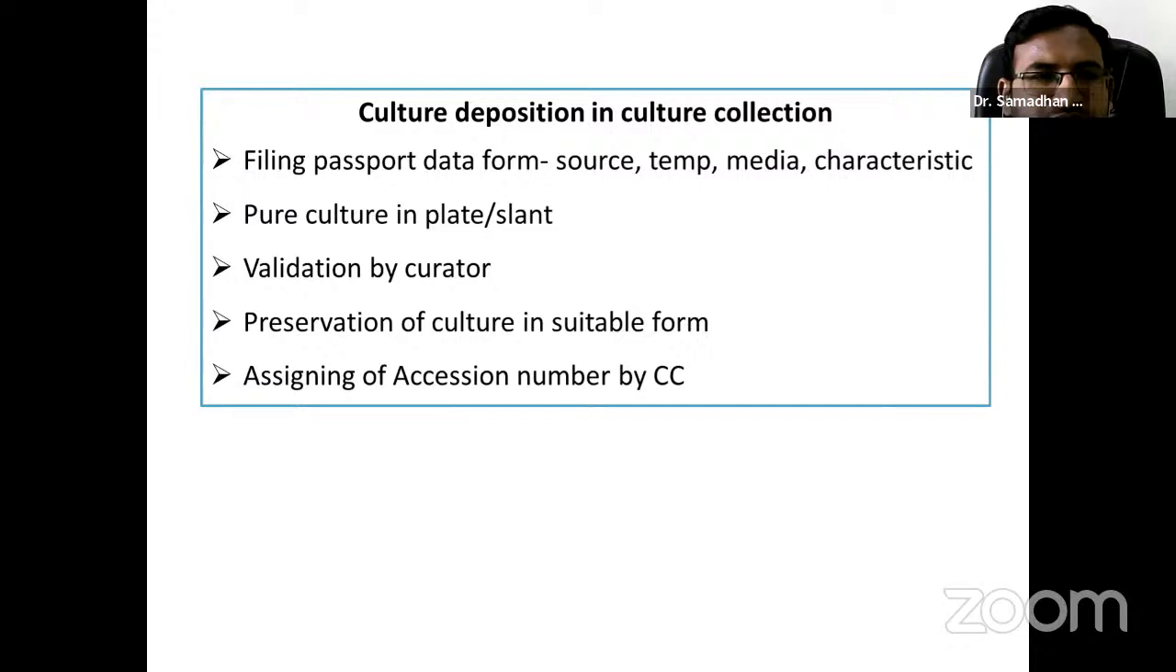After filling this passport data form, the pure culture plate or slant should be prepared and sent to the culture collection. After receiving it, it will be validated by the concerned curators for bacteria, fungus, and cyanobacteria. They validate by growing the cultures there in the culture collection. If they find it pure, then the further process starts, like preservation of cultures in suitable form, and then the culture collection assigns an accession number to the depositor.